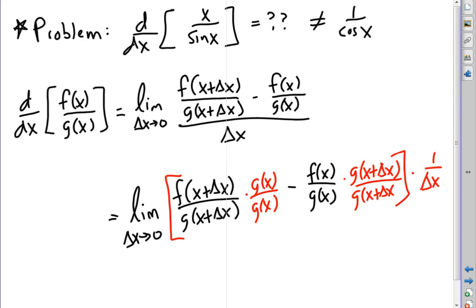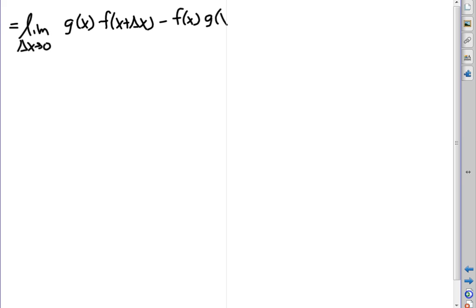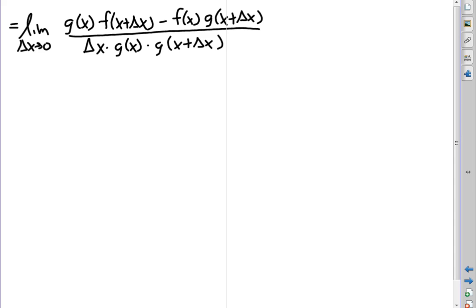And then rather than continually to divide it by delta x, we're going to multiply by the reciprocal of the denominator. And then next up we're going to distribute that delta x all the way across. So here we go. So limit as delta x approaches 0 of g of x, f of x plus delta x, minus f of x times g of x plus delta x, all over that common denominator times the delta x. So you can see the common denominator, g of x and g of x plus delta x, and that delta x we've also pushed down through the denominator now.